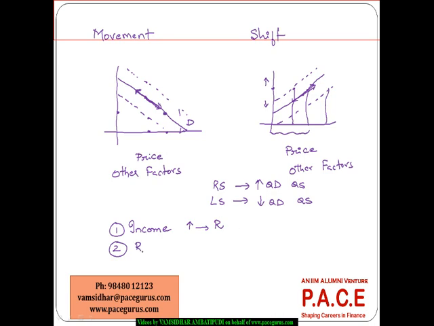And prices of the related goods. In some cases, if the price of the related good increases, the demand quantity for this particular good can go up, can go down, or may not change at all. So the other factors influencing the shift in the demand curve are primarily the income levels and the related goods. We'll talk about them slightly later.